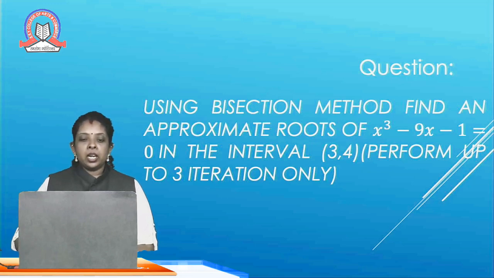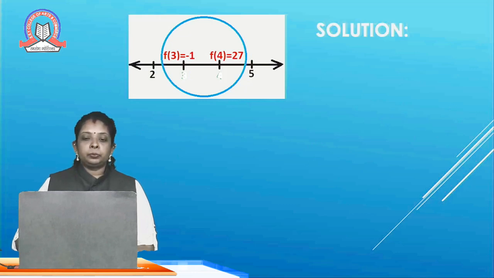And also we have got the interval. The question itself mentions what interval it must be. So we can consider 3 and 4 as an interval, or the initial values a and b. Here in this case we can say that a is 3 and b is 4. So when we start, it's already mentioned that the given function we have to consider as f of x. So f of x will be equal to x cube minus 9x minus 1, which we have to write.